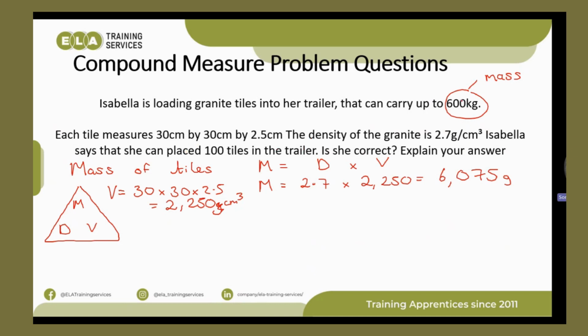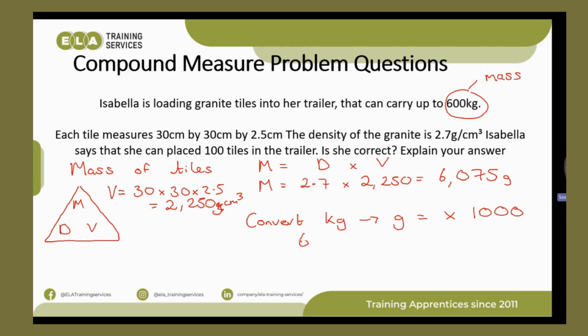Now, Isabel says she can place 100 tiles in her trailer. And this is in 600 kilograms, but we only have this in grams now. So what we've got to do to work out if she can hold 100, we need to work out how many of these 6,000 grams can fit into that 600 kilograms. But remember, we've got 600 kilograms and not 600 grams. So we need to multiply that by 1,000.